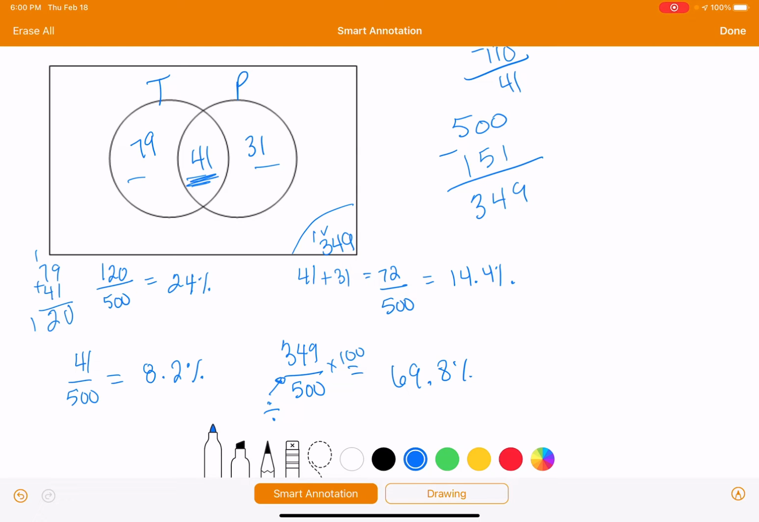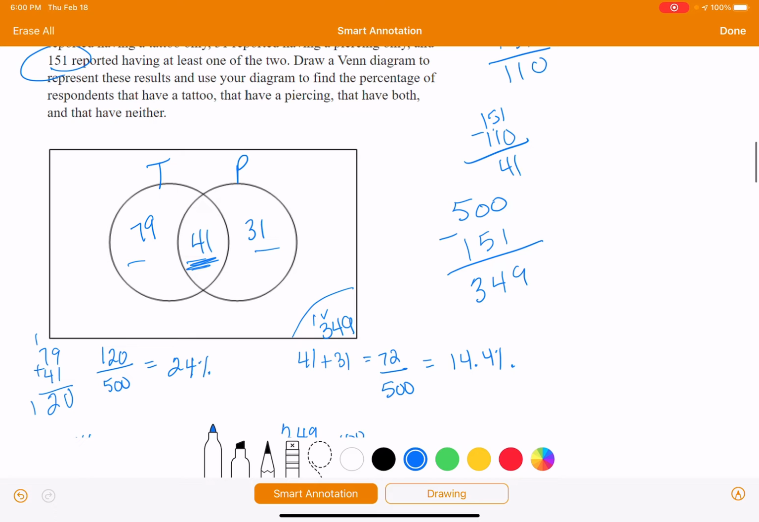So we've just answered all of those questions. And this one was a little different from the first one because in this one we didn't start with the both. We had to figure out the both from looking at the other numbers that we had. So we start with what we know. All right, let's move on up to another problem.